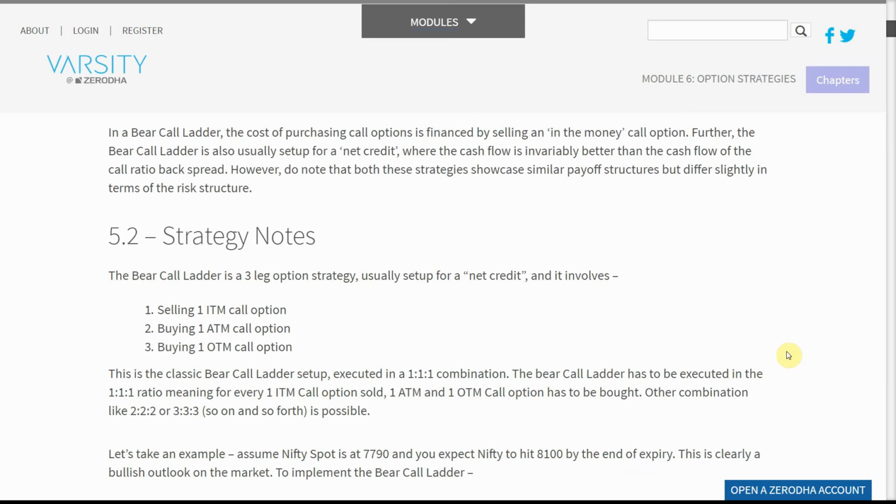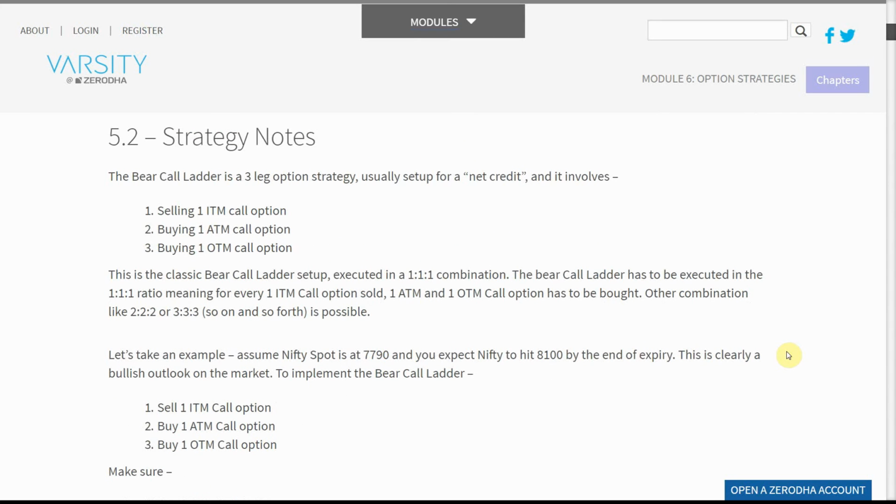5.2 Strategy Notes. The bear call ladder is a 3-leg option strategy, usually set up for a net credit, and it involves selling 1 ITM call option, buying 1 ATM call option, buying 1 OTM call option. This is the classic bear call ladder setup, executed in a 1-1-1 combination. The bear call ladder has to be executed in the 1-1-1 ratio, meaning for every 1 ITM call option sold, 1 ATM and 1 OTM call option has to be bought. Other combinations like 2-2-2 or 3-3-3, and so on, are possible.